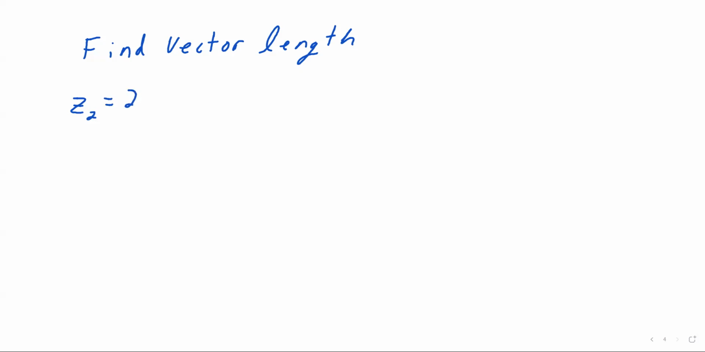Let's say I wanted to find the vector length of these guys. Let's look at Z2 equal to 2 minus 7i. And I also want you to look at Z3. Well, we just pretty much made that equation. Z1 was the first example that we just did. So just do that one.